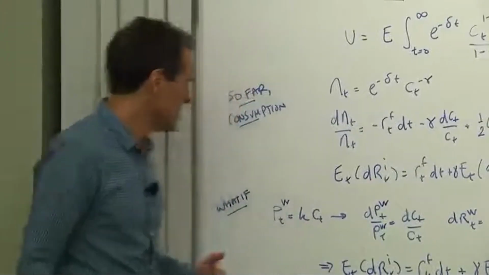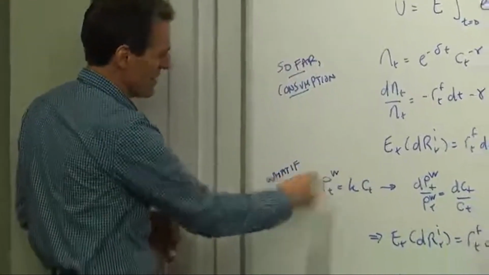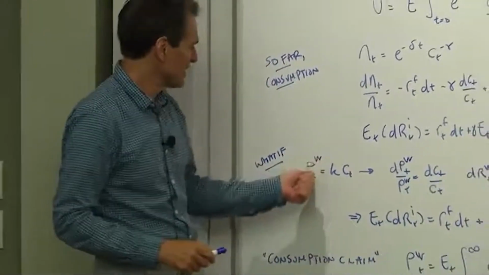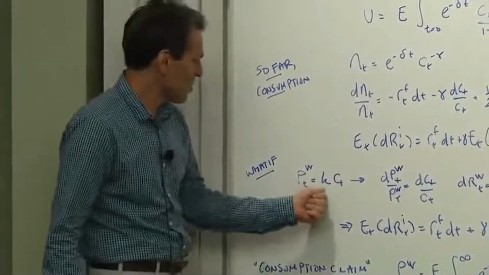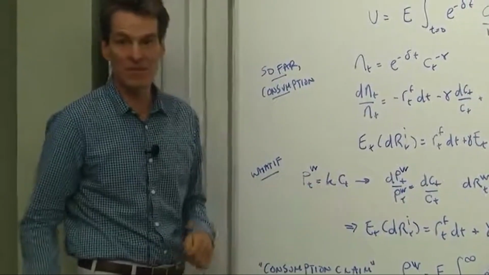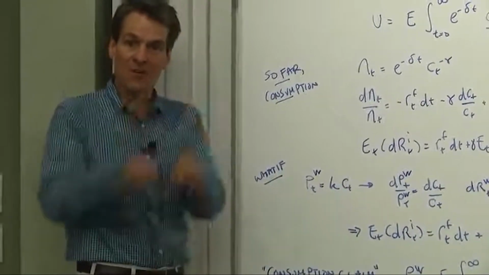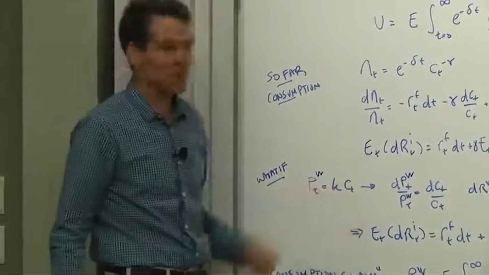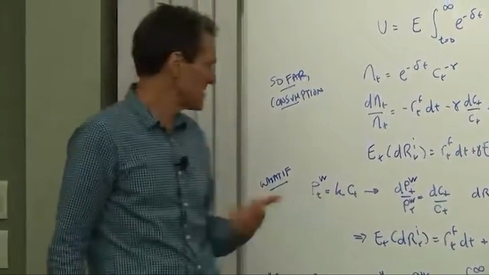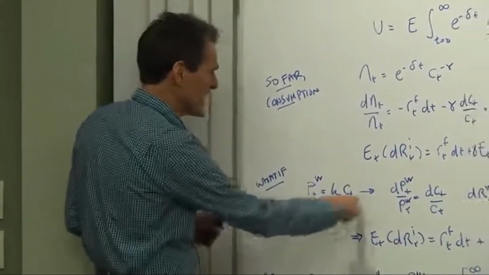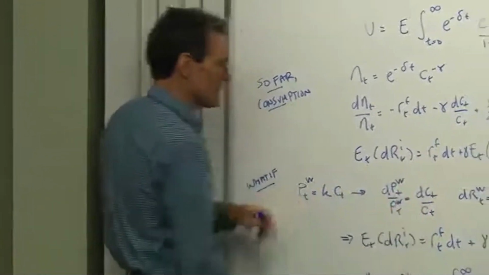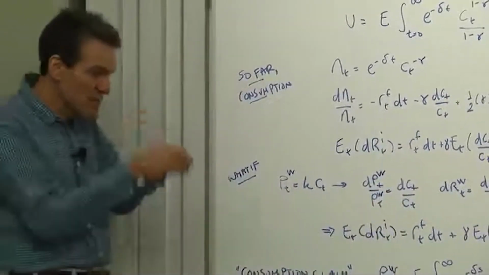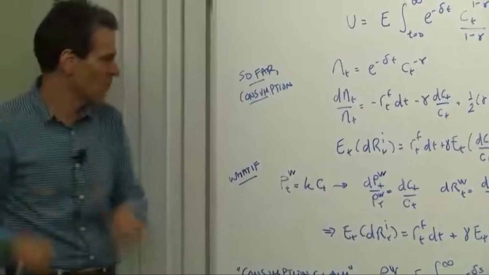How could we do that? Well, suppose we could find an asset suggestively named PW, and suppose that asset's price was always proportional to consumption. So as consumption goes up and down, the price goes up and down, but the ratio of price to consumption was always the same thing. Well, if you could find an asset like that, then of course dP over P would be the same as dC over C. Its growth rate would mirror the consumption growth rate, 1 for 1.